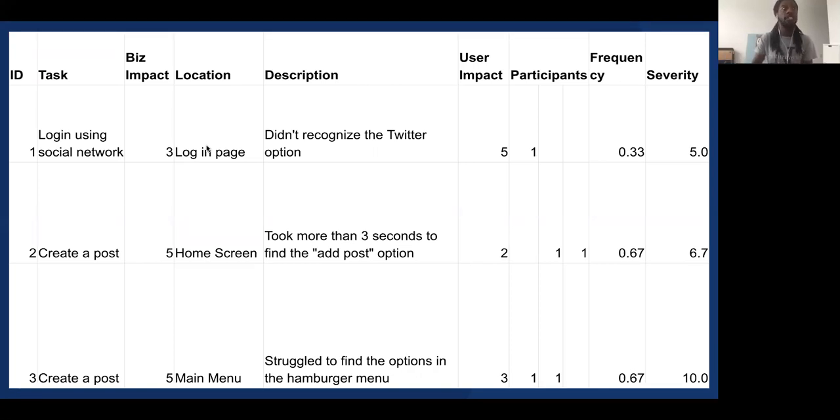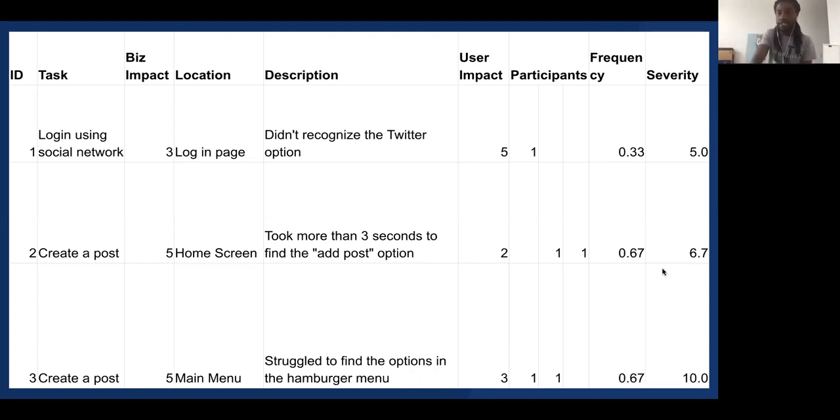Then we have our frequency here, which is the number of times that it occurred divided by the number of participants. So issue 1 only occurred 1 time out of 3 participants, and so the frequency is 0.33. The second and the third one both have 2 occurrences amongst the 3 participants, so 2 divided by 3 is 0.67.